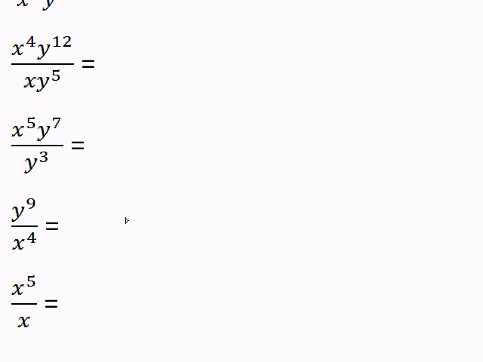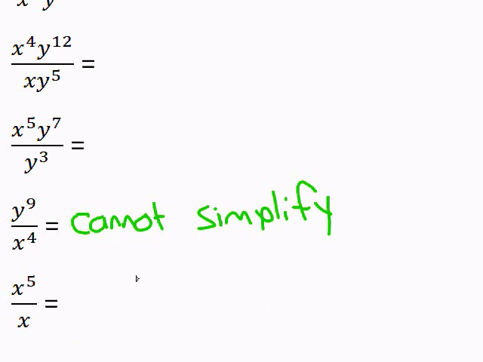For y to the 9th over x to the 4th, notice that the bases are different, so we cannot simplify any further. Why? Well, the reason again is that the bases are the same.